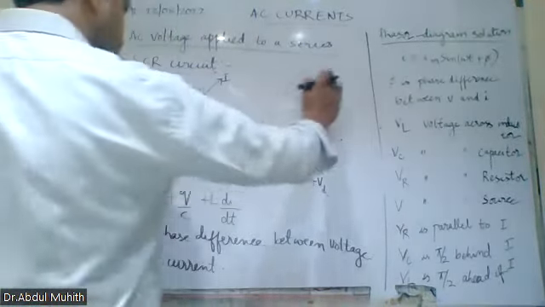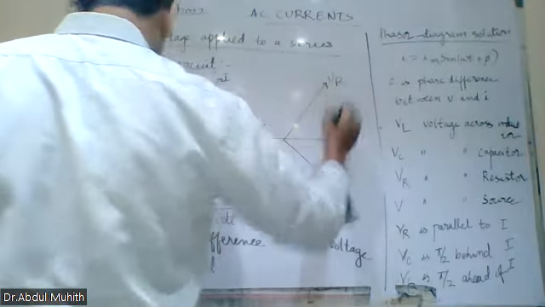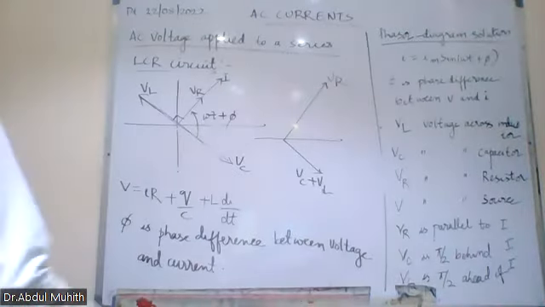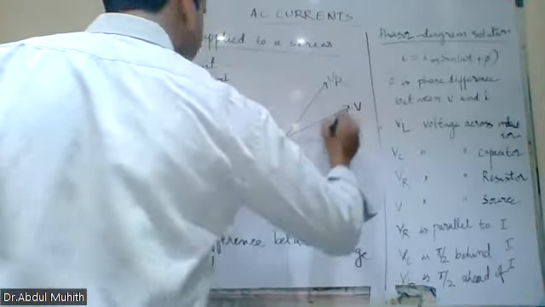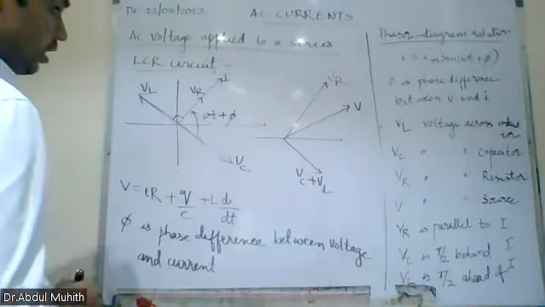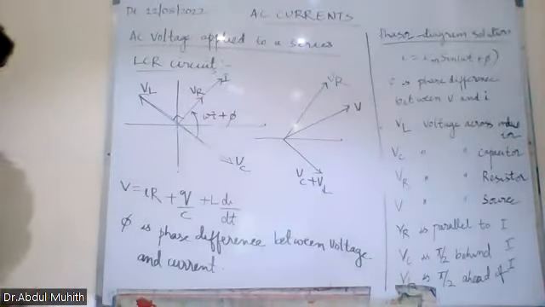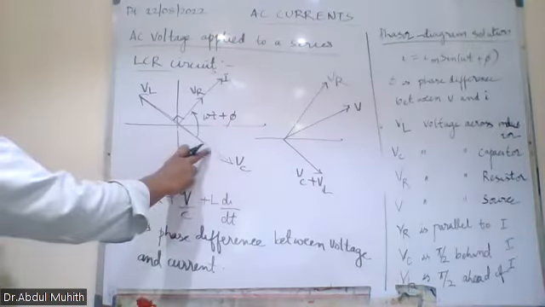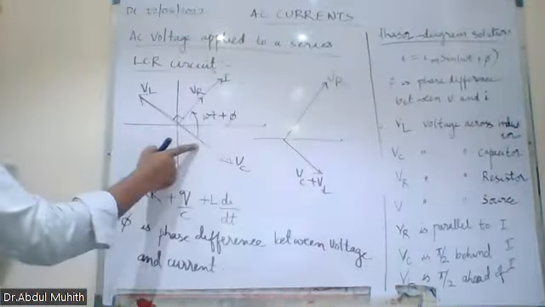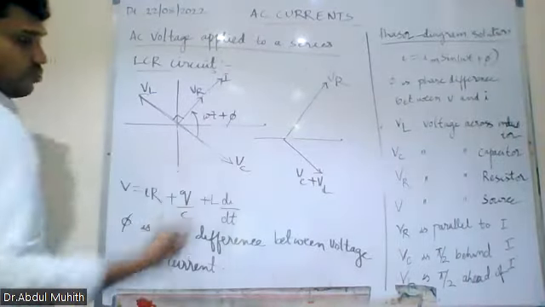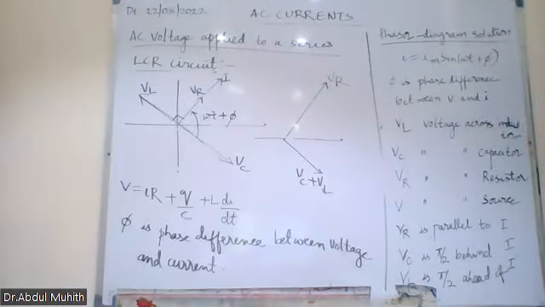Or we can also write, this is the VR. We are comparing voltages now. This is the resultant voltage, that is V. Is that clear? So I got this voltage and this voltage. When I add this voltage to this voltage, I am left with this voltage. Is that clear? That is VC plus VL.